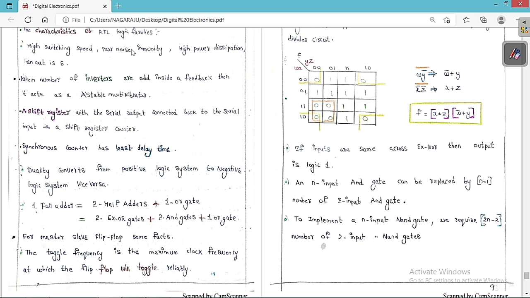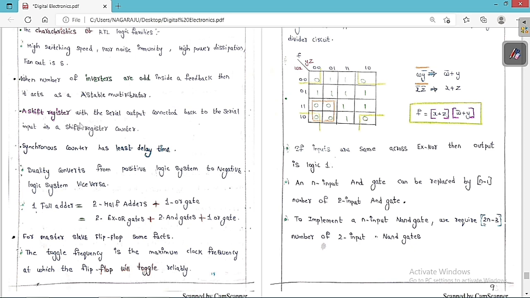When the number of inverters in a feedback loop is odd, it is going to act like an astable multivibrator. I have already told you, if the number of inverters in a given feedback is odd, it acts like an astable multivibrator. But if there is an even number of inverters in a feedback, it acts like a bistable multivibrator. A bistable multivibrator has 2 stable states, whereas an astable multivibrator has no stable states, or we can simply call them 2 quasi-stable states.